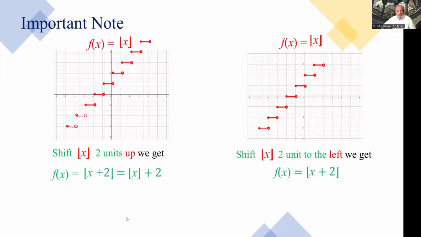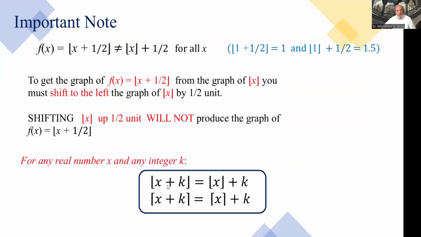This works because the floor function of x plus 2 is equal to the floor function of x, plus 2. Okay? Now, another note here: f(x) equals the floor function of x plus 1/2 is not equal to the floor function of x plus 1/2. You cannot get this one outside. It only works when this is an integer. And here's a counter example. Okay, you can make a lot of counter examples.